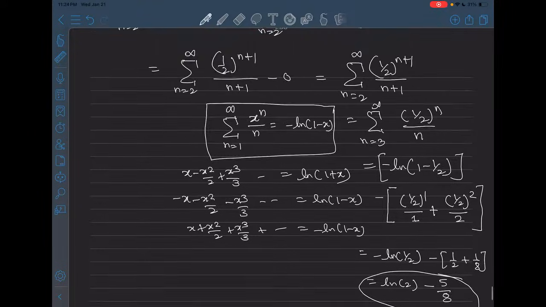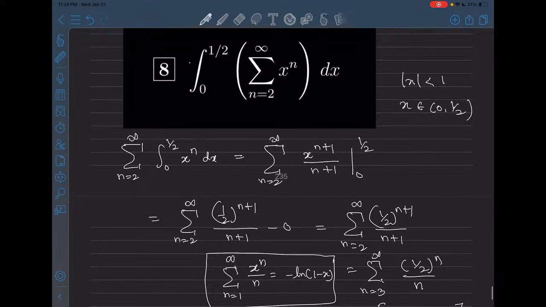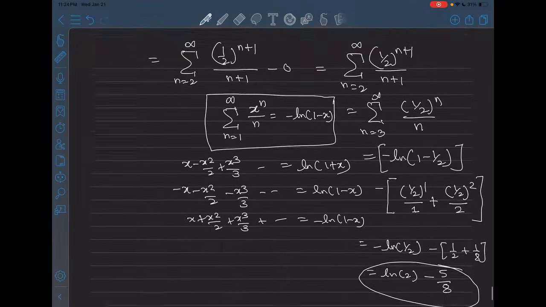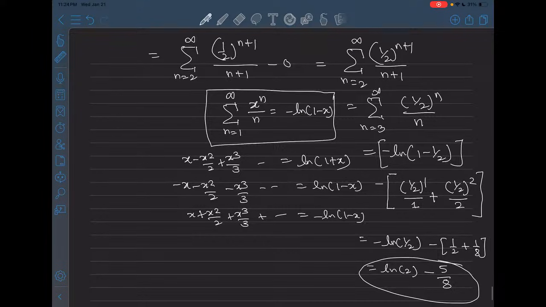Still, the answer is negative. How does that make sense though? Because we are just adding positive numbers and we are getting a negative answer. Isn't ln 2 minus 5/8 a negative number? That still doesn't make sense to me. Well, let me calculate ln 2 minus 5/8. Oh no, that's a positive number. Okay, that makes sense.